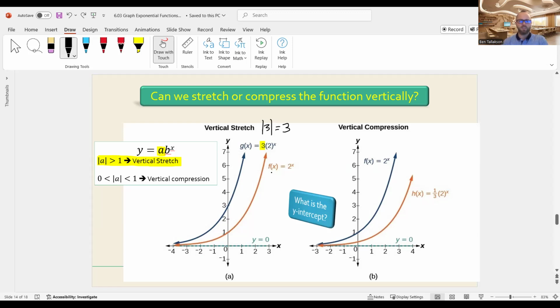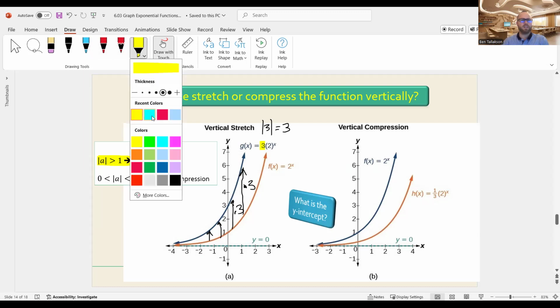The orange line was just 2 to the x, but now when we're multiplying it times 3, like we see here, everything is getting stretched. So all these points are moving up, but pay close attention. Did the horizontal asymptote move? No. We are keeping it where it's at, and we're stretching these lines vertically, right? By a factor of 3. Every y value is going to be multiplied times 3.